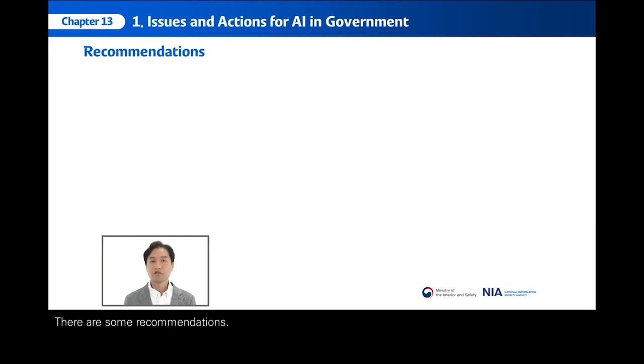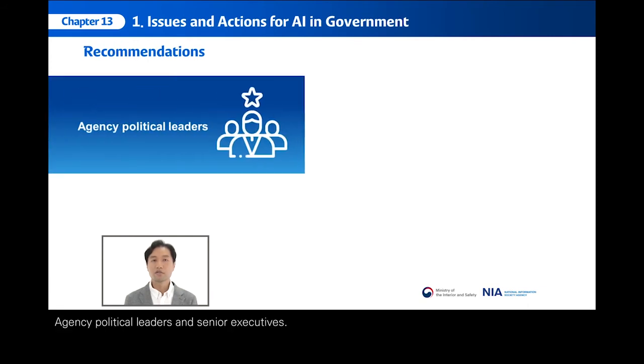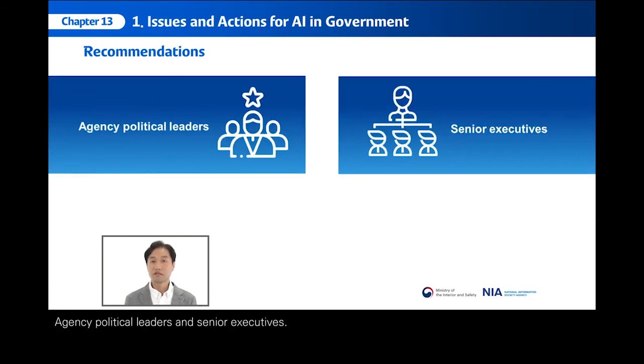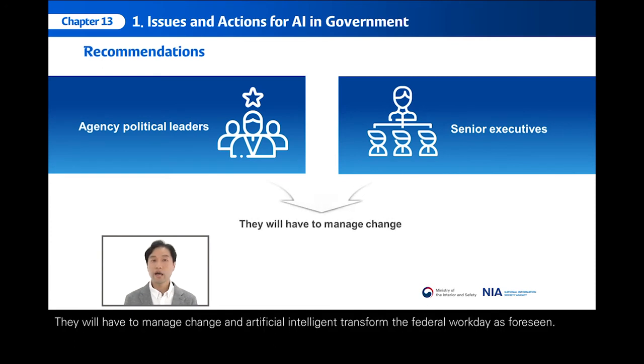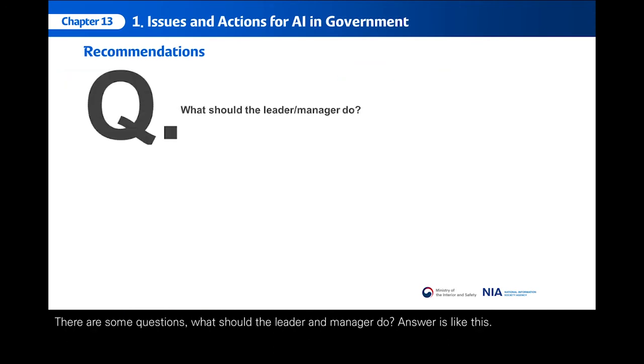There are some recommendations. Agency political leaders and senior executives, their role is very important. They will have to manage change as artificial intelligence transforms the federal workday as foreseen. There is some question: what should a leader and manager do?